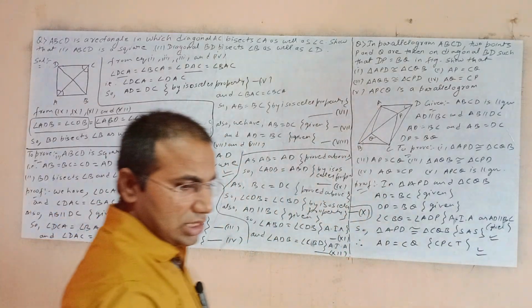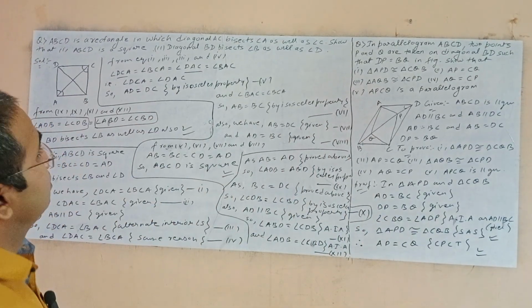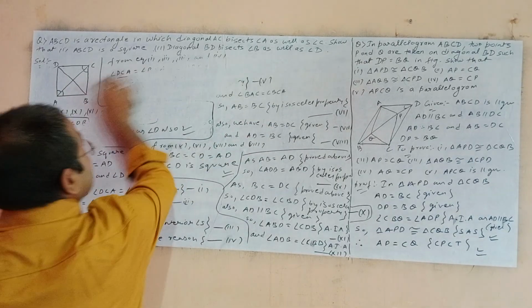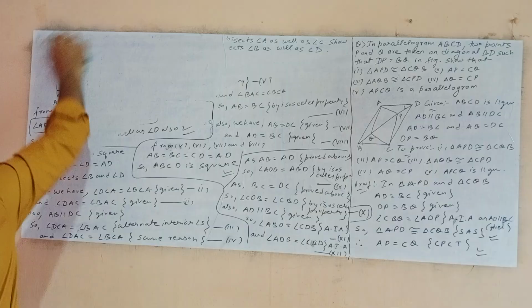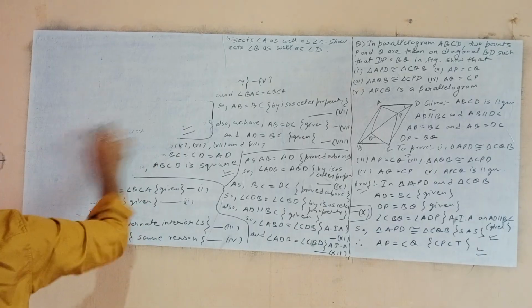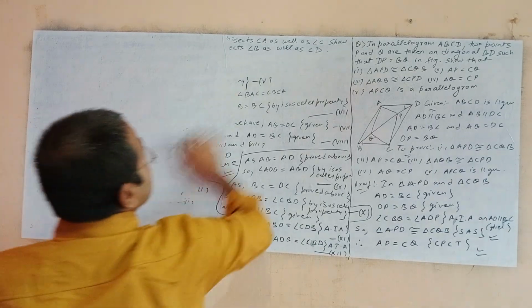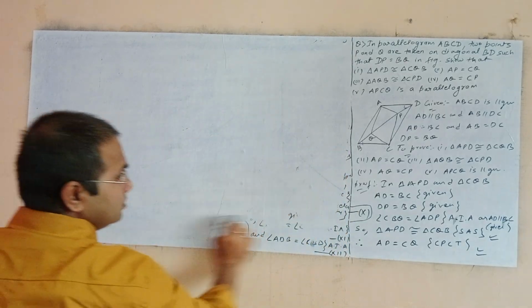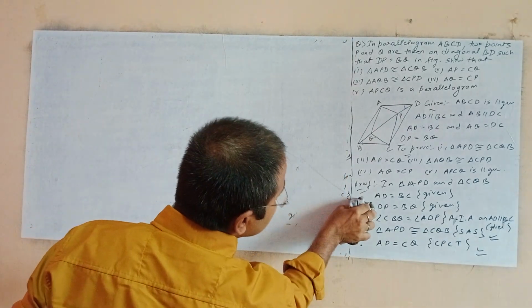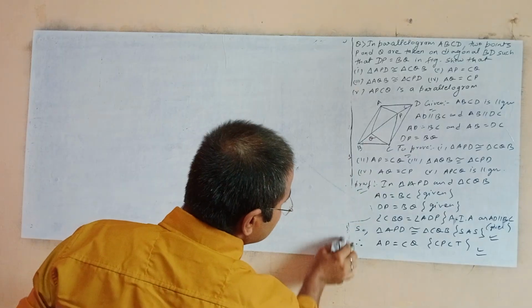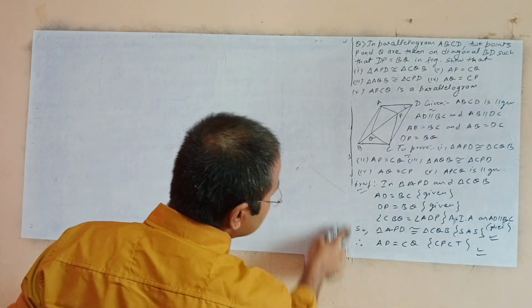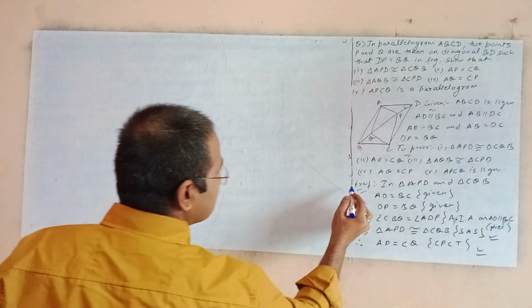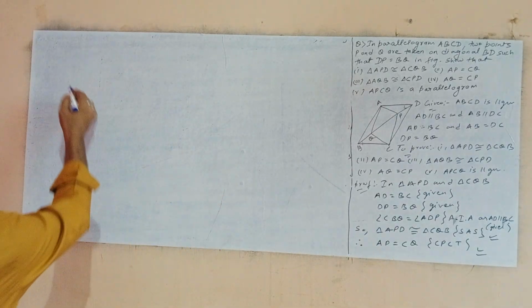Now come to the third one. For writing the third solution, I am going to erase this part, this question and solution. Okay, now see the third one.